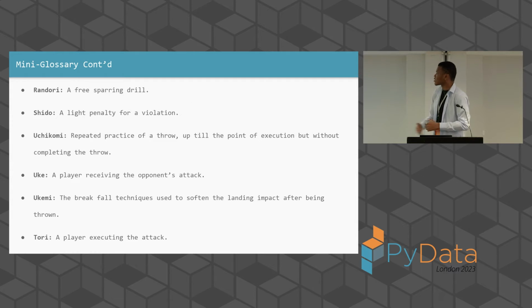Second slide here. Randori is what is referred to as a free sparring drill. Shido is a light penalty, so you accumulate shidos to get an ansakomake. A shido could be thought of as a yellow card in this case. Uchikomi is the repeated practice of a throw up to the point where you want to execute, but you don't execute it. The whole idea is you build muscle memory by repeating certain actions a lot of times, such that while you are competing, you don't get to think about your throws, you just do them.